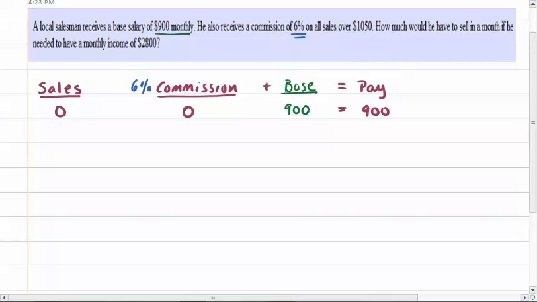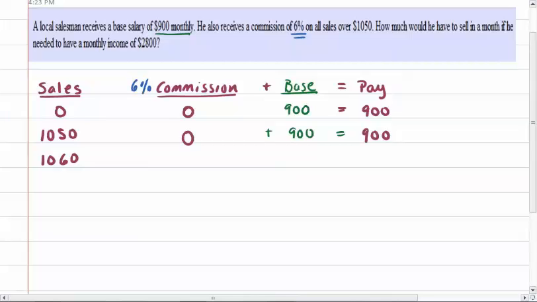Suppose you sell $1,050 worth. Well, you're not going to make any commission either because you have to sell something over that. So again, all you'd be making is your base salary, or $900. Suppose you did go over 1,050. So suppose you went over by $10. So you sold 1,060. Well, your commission is based only on the part that goes over 1,050.